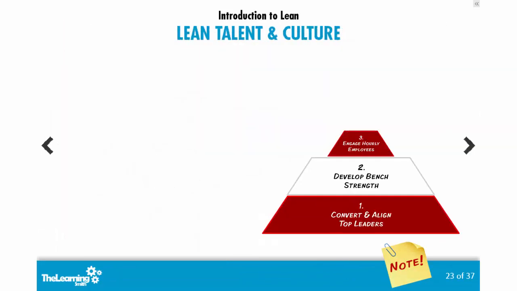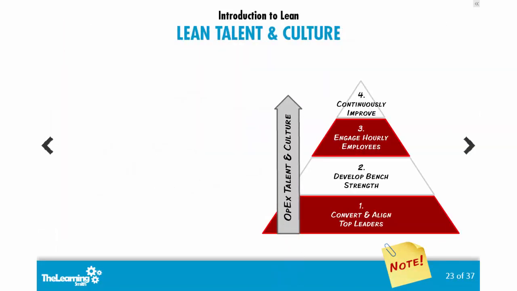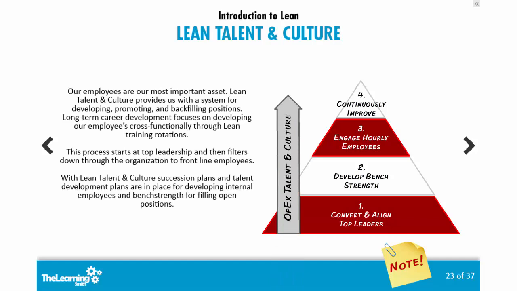Our employees are our most important asset. Lean talent and culture provides us with a system for developing, promoting, and backfilling positions. Long-term career development focuses on developing our employees cross-functionally through lean training rotations. This process starts at top leadership and then filters down through the organization to frontline employees.